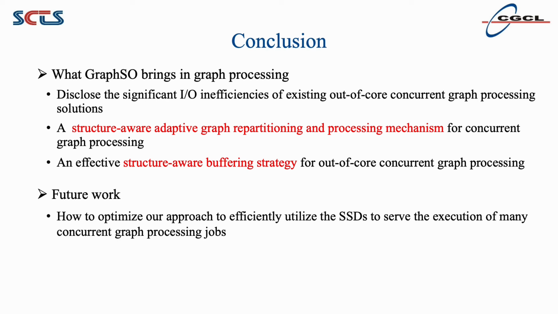Finally, we propose a structure-aware buffering strategy to maximize the utilization ratio of the graph data and further reduce the I/O overhead. In future, we will research how to optimize our approach to efficiently utilize SSDs to serve the execution of many concurrent graph processing jobs.